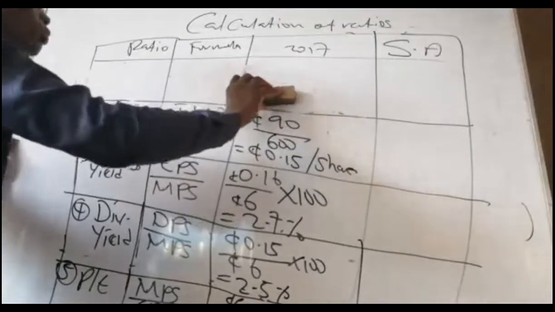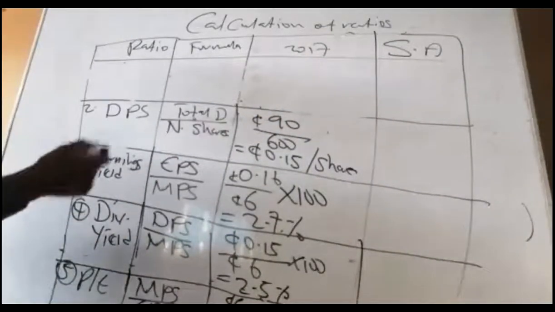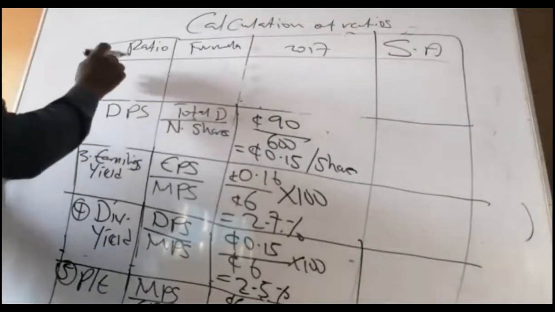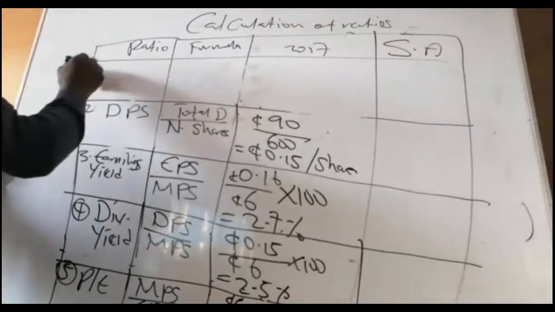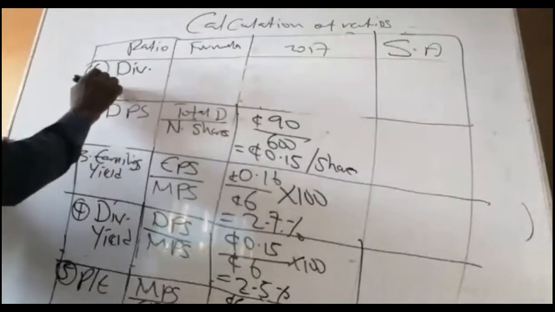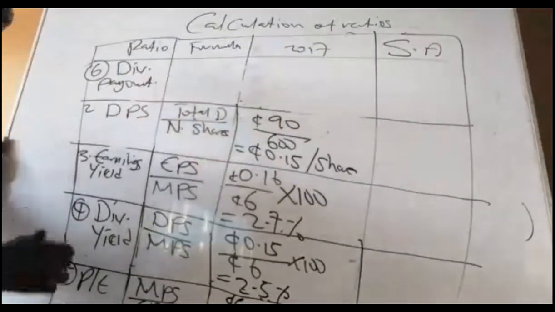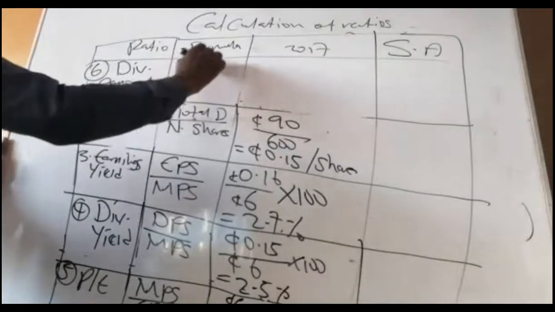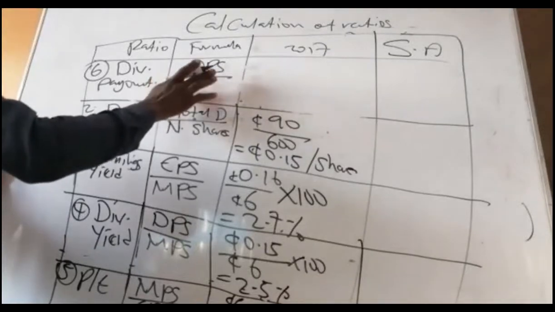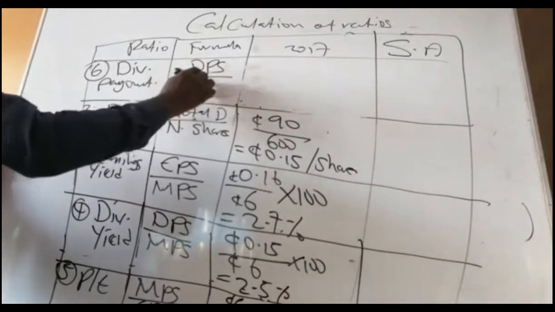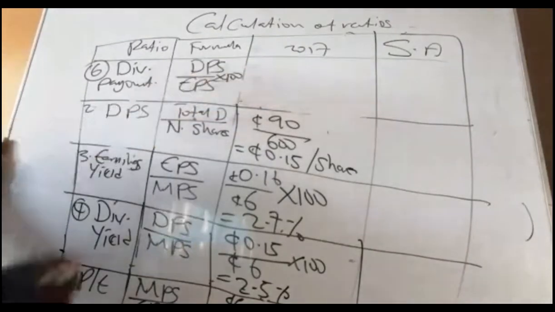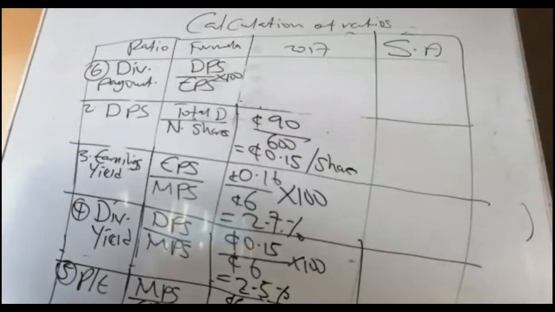I'll put it here. Payout ratio. So dividend payout ratio, number 6. Dividend payout ratio is equal to dividend per share over the market price per share. Sorry, not the market price, but the earnings per share, times 100. We are done. There's an alternative formula. I'll use the alternative formula too.